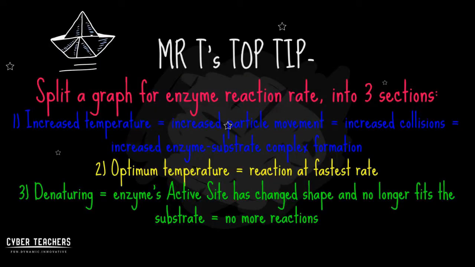And now it's time for Mr. T's top tip. When looking at a graph of an enzyme reaction, split it into 3 sections to describe it. The first section is talking about enzyme collisions increasing, increased enzyme-substrate complexes forming, so more product being released. Section 2 is the optimum, where the enzyme works at its fastest rate. And section 3 is looking at the denaturing of the enzyme, where the shape is changing and the shape of the active site has changed so it can't work anymore.